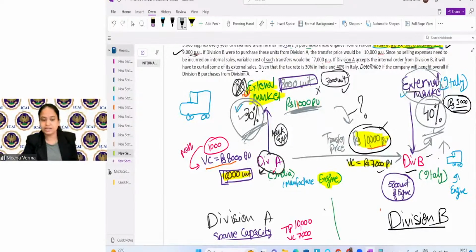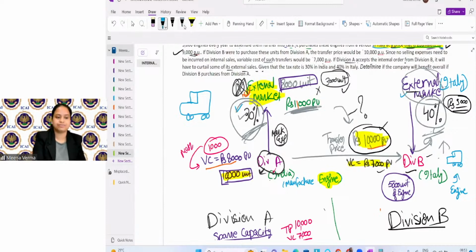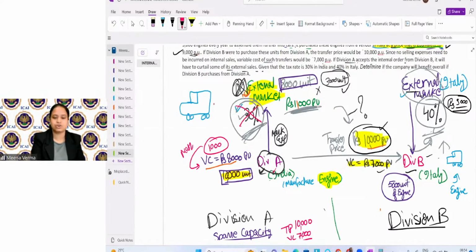Right? But if the tax rate is not given here in the question, if there is no tax rate, then you do the calculation. It will not be beneficial for the company if the tax rate is not given. And then solve the question. Overall, it will not be good for the company. Not a good decision for the company.